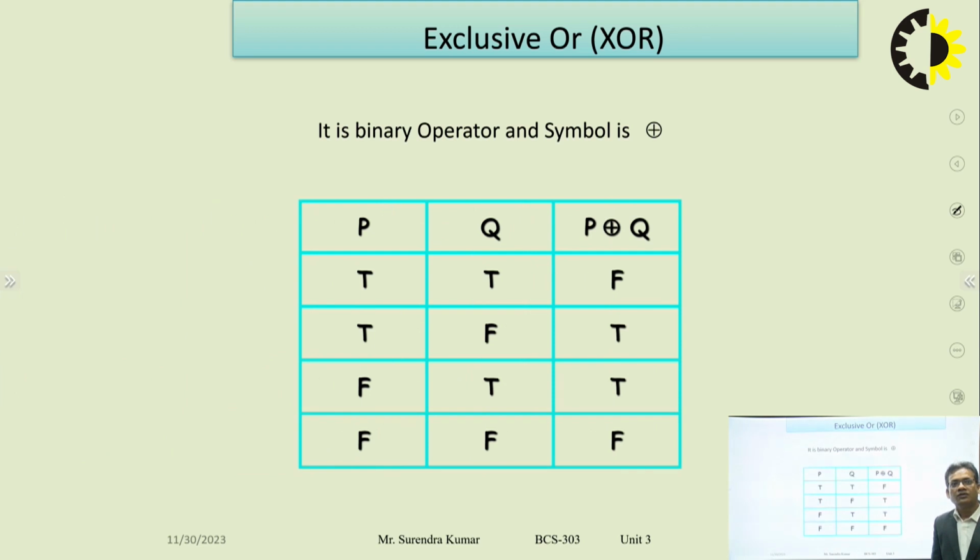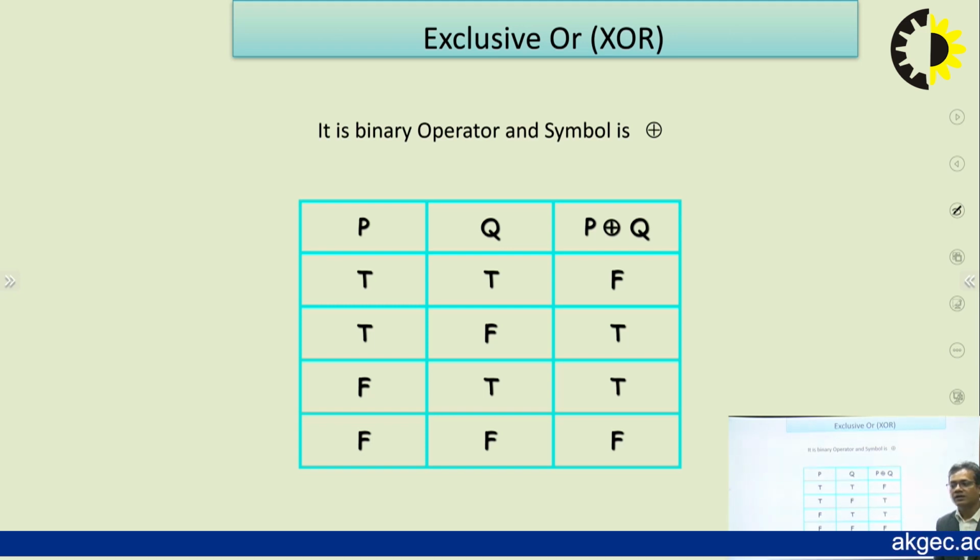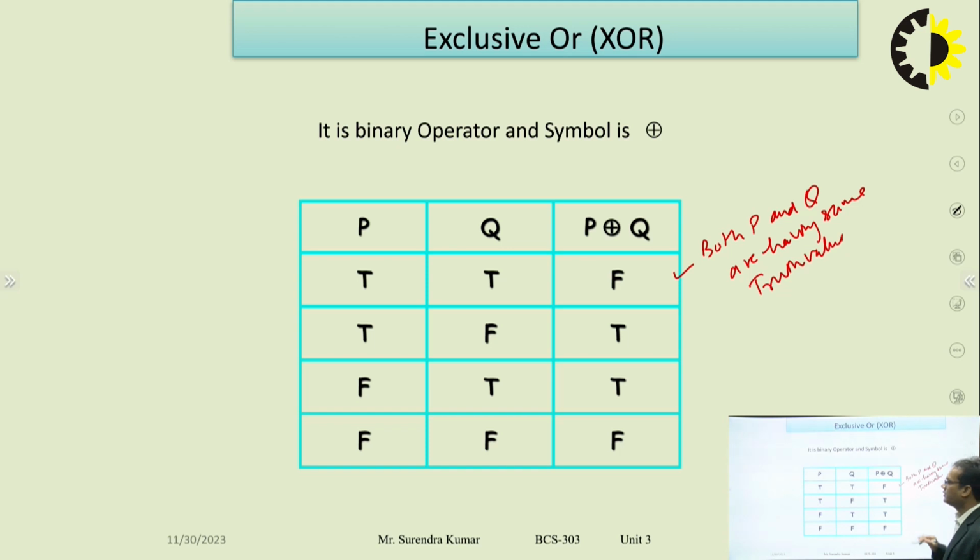Exclusive OR. This is a special operator called exclusive or. Here the condition applies if both P and Q have the same truth value, meaning whether it is true XOR true or false XOR false, on this you will get false. Sorry, I made a mistake here. On the same truth values you will get false.